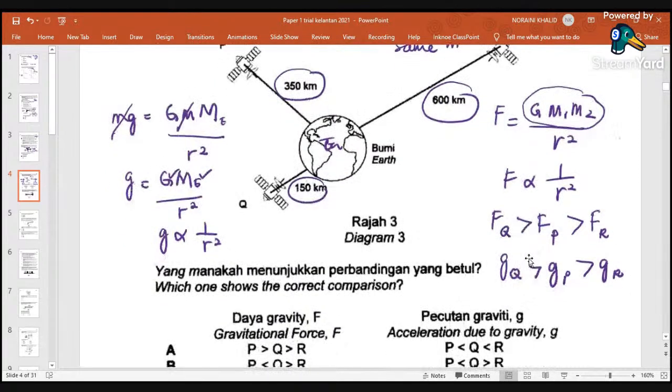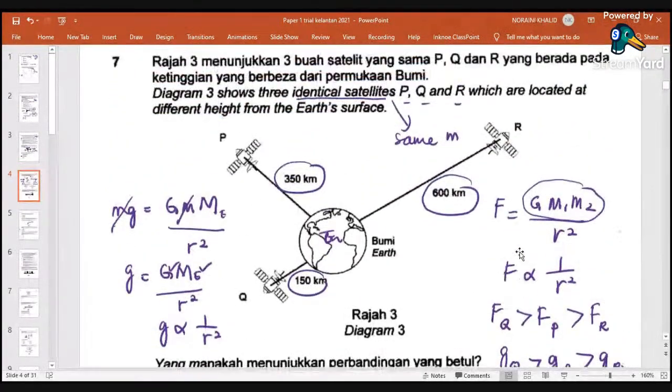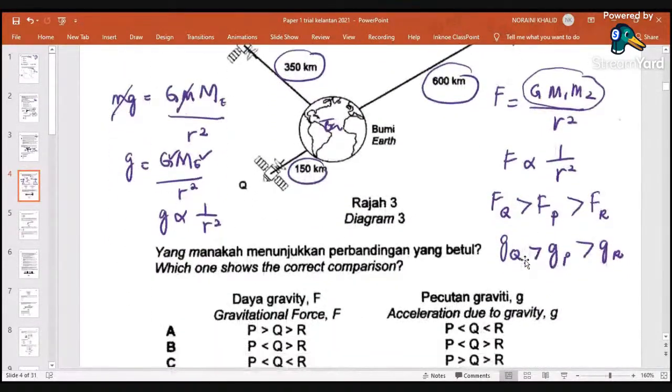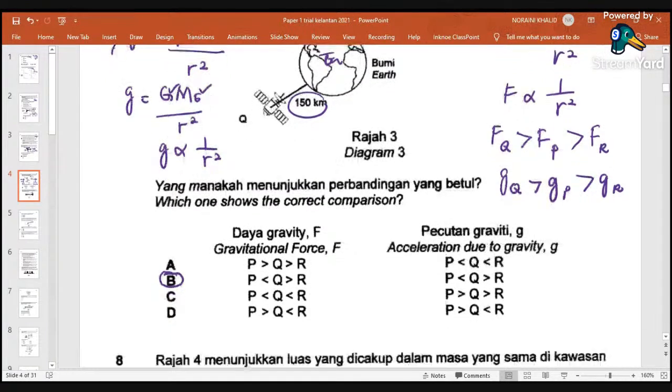Okay, so which one is the best answer for number 7? Q more than P more than R. Yeah, Q more than P more than R. Same thing for g, Q more than P more than R. So the answer will be... okay. If any question, you can write in the chat.